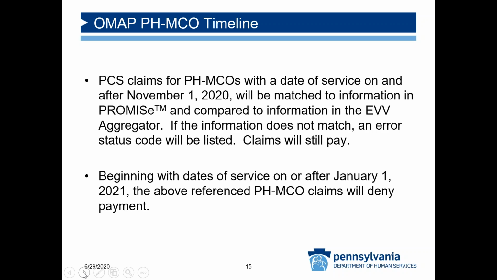Personal care services claims for PHMCOs with a date of service on and after November 1st, 2020 will be matched to information in PROMIS and compared to information in the EVV aggregator. If the information does not match, an error status code will be listed. Claims will still pay. Beginning with dates of service on or after January 1st of next year, the above referenced physical health MCO claims will deny payment.